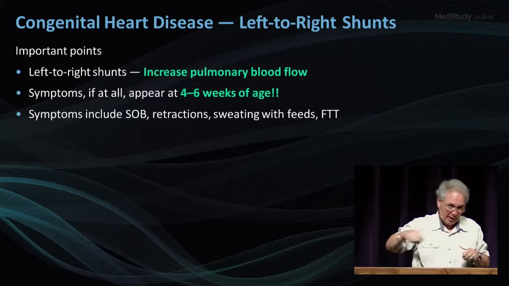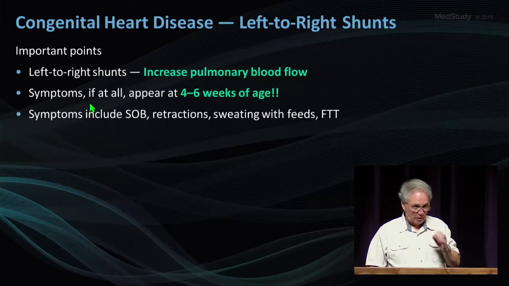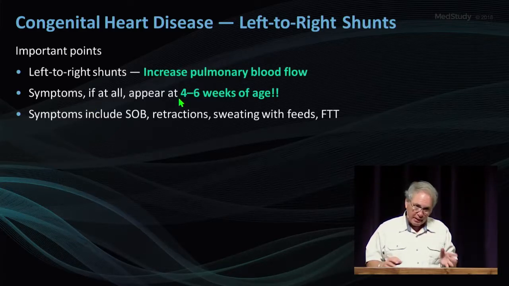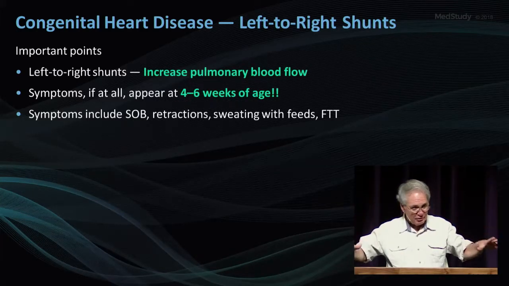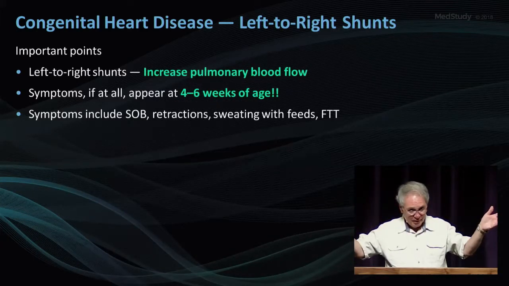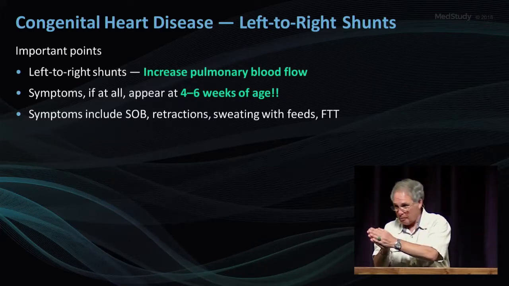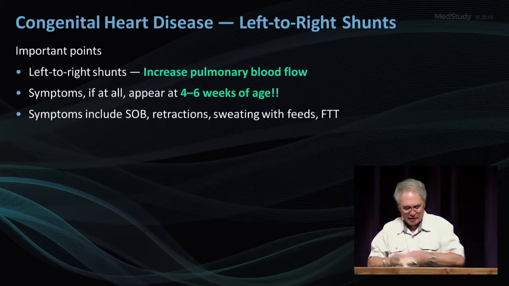And what I want you to put an asterisk or a star or whatever: symptoms, if they are going to occur in a baby with a large left to right shunt, generally appear at 4, 6, 8 weeks of age, when the pulmonary resistance is low and the flow is greatest. It doesn't occur at day 1 or 2. I'll tell you later what causes heart failure symptoms at day 1 or 2. And it doesn't start causing problems at age 8, 9, or 10 years of age. I'll tell you later what causes heart failure at 8, 9, 10 years of age.